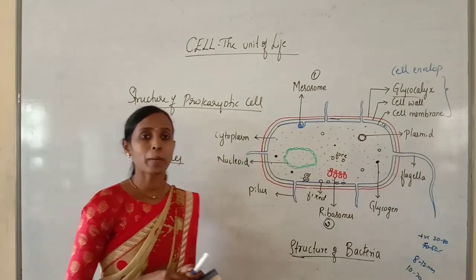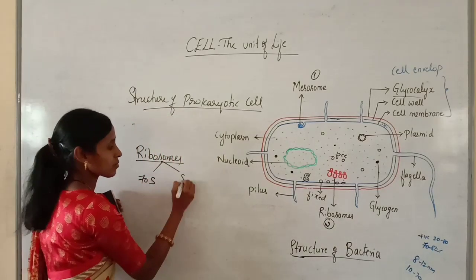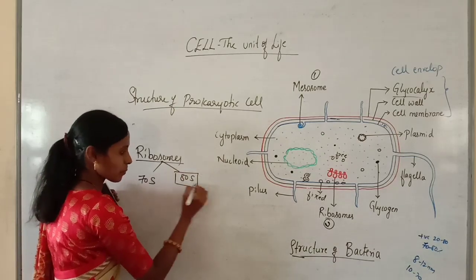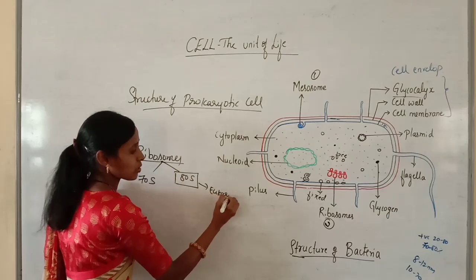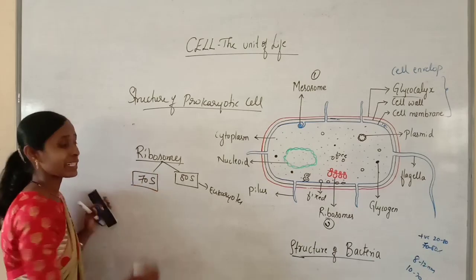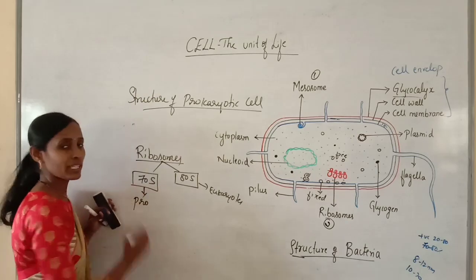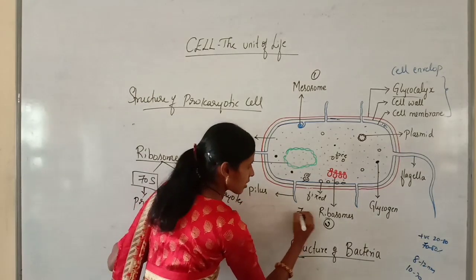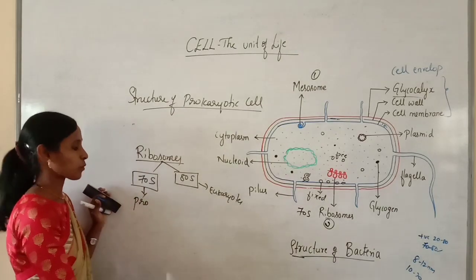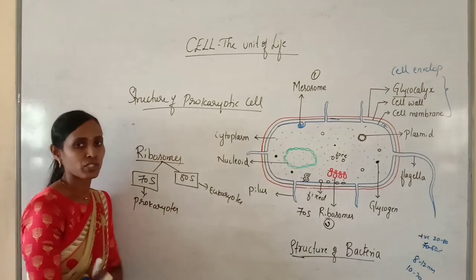The ribosomes are mainly classified into two types. One is the 70S type of ribosomes, the other is the 80S type of ribosomes. The 80S type of ribosomes are present in eukaryotes, so we will discuss 80S in the eukaryotes. But the characteristic feature of all prokaryotes is the presence of 70S type of ribosomes. It is very, very important. In all prokaryotes, they have 70S type of ribosomes.